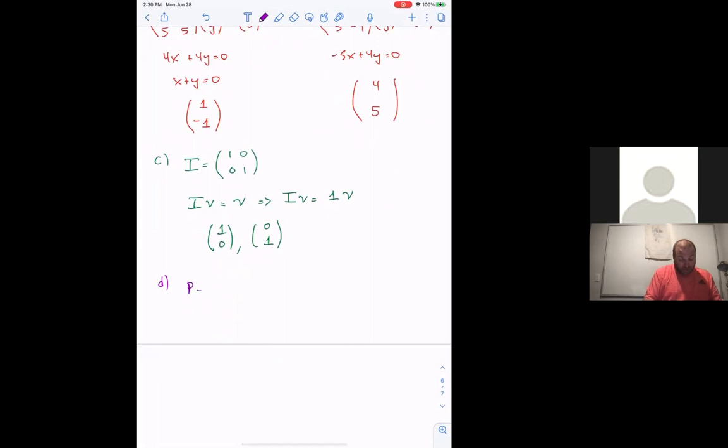Now the next one is actually really interesting. No, not this one. The next one after this will be really interesting. This one, just another example. So we have the matrix P, which is [0, -3; 3, 0].